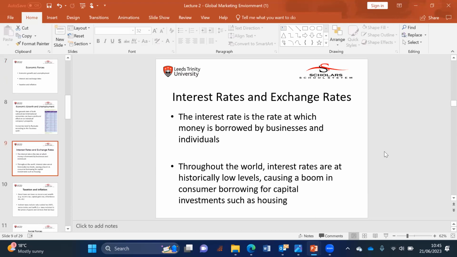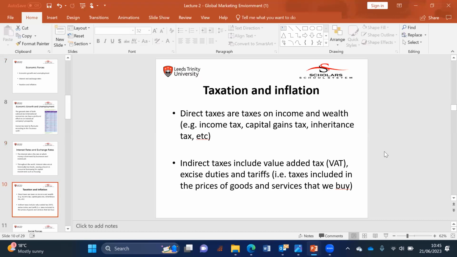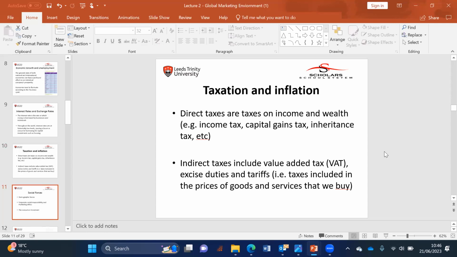And when we've talked about interest rates, the same goes for exchange rates. And taxation, there's two different types of taxes. There's direct tax, which are on our income, like the NI that we pay. And then there's indirect taxes, like the VAT that we pay. So direct taxes are variable, and they depend on the income. But indirect taxes like VAT, everyone has to pay the same amount.